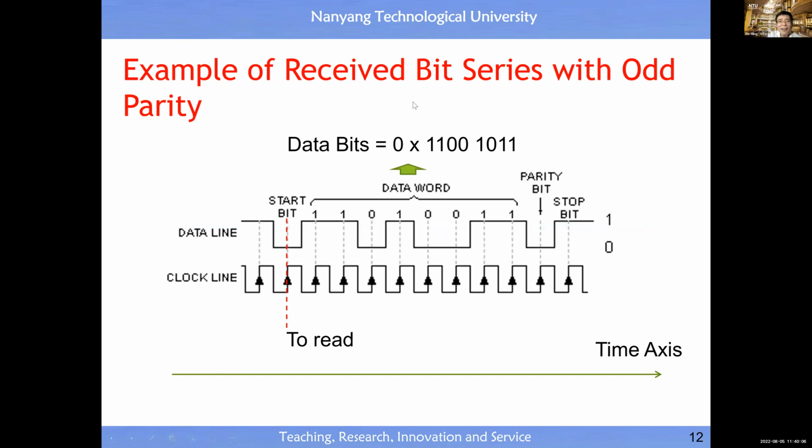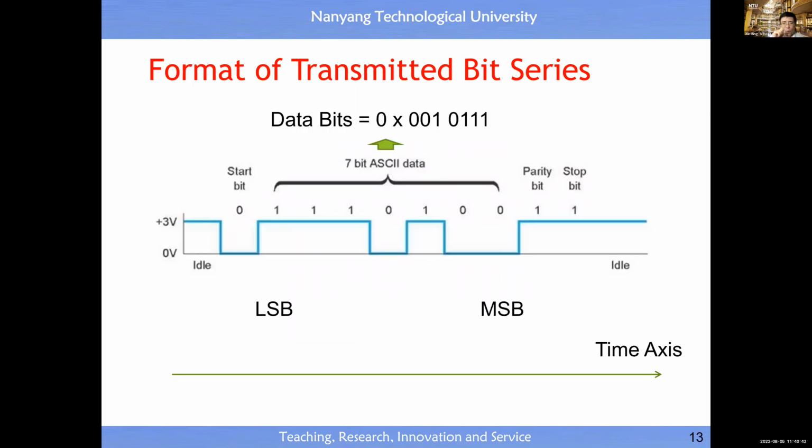Then at the receiver side, it basically just reads, and you look at the time axis. First it reads the start bit, which should be 0. This is the least significant bit. Then there's B0, B1, B2, etc. Then after that, it will receive the parity bit, then the 1 or 2 stop bits, etc. So this is at the receive side.